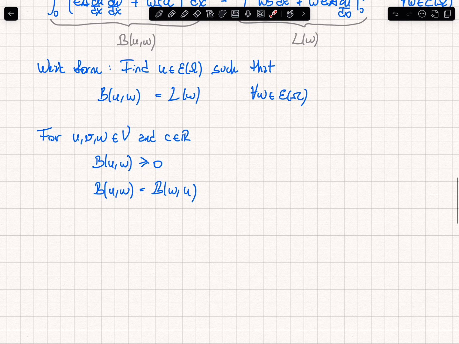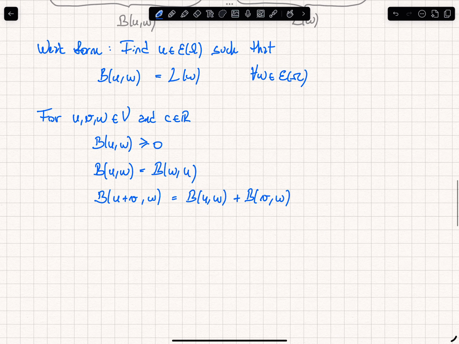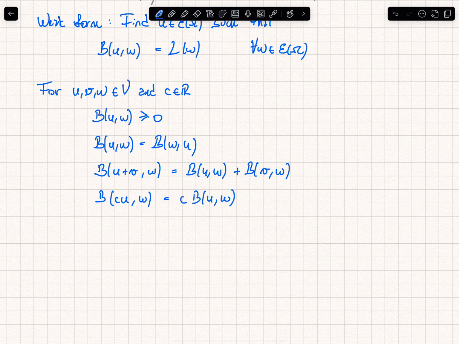Then you have another property, the distributive property, so you say B of U plus V, W is equal to B of U, W plus B of V, W. Distributive property, right? And then finally, we can use the scalar: B of CU, W is equal to C times the bilinear form applied to U, W. And these nice properties, eventually you can use them in the formulation to manipulate terms here and there, maybe come up with an alternative formulation. But it is important that we state them.